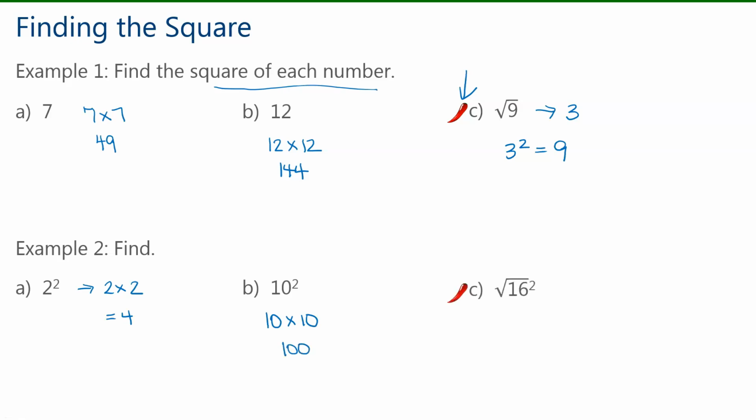And this one again is a little tricky, as indicated by the hot pepper. It's a little extra spicy. So it's telling us to find the square root of 16 squared. Well, 16 squared is 256. And if I need to find the square root of that, then I would find what number multiplies by itself to give 256. And the square root of 256 is 16, since 16 times 16 is 256. So essentially with this question, we square it and then we unsquare it, or we do it and then we undo it, and we end up back where we started.